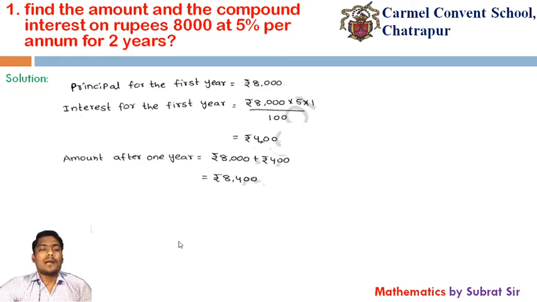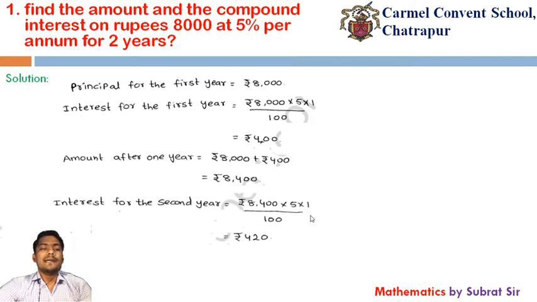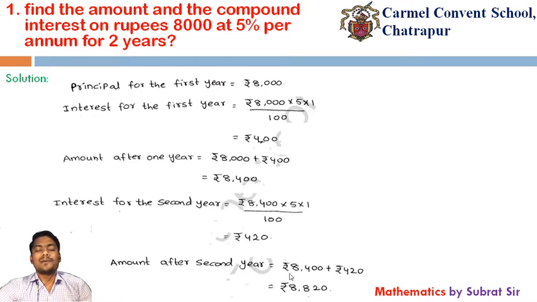Now the amount after 1 year will be the sum of principal plus interest. So 8,000 plus 400 is 8,400 rupees. Then we calculate the interest for the second year. The amount of the first year should be the principal of the second year. So to calculate the interest for the second year, you put the principal as 8,400 multiplied by the rate 5% and time 1, divided by 100. It gives you 420 rupees. Then the amount after the second year is 8,400 plus the interest 420 rupees, which is 8,820 rupees.